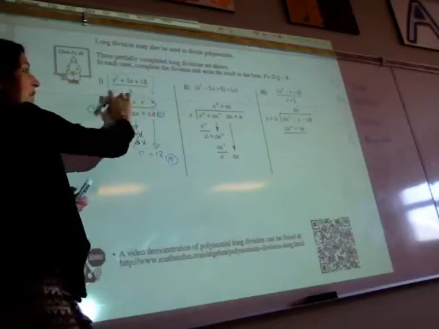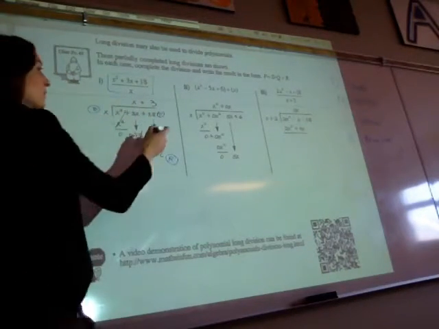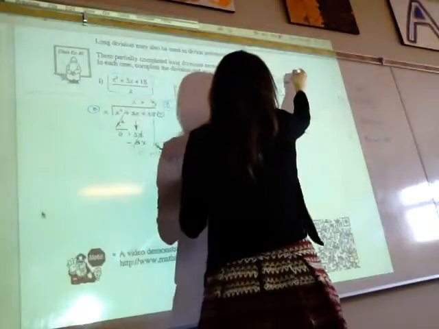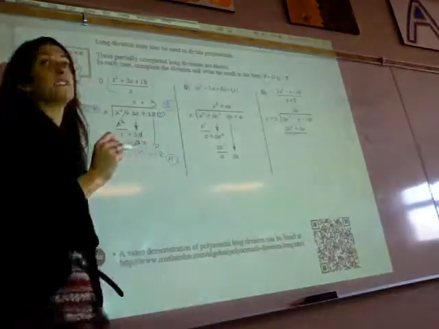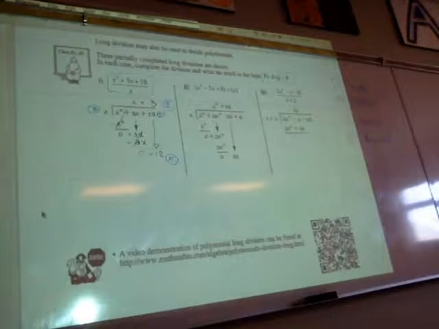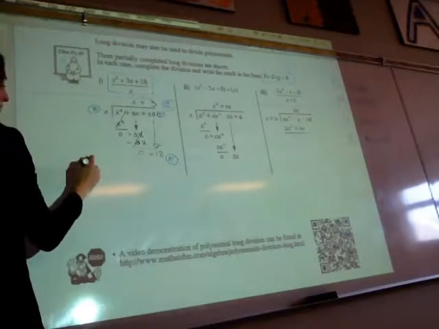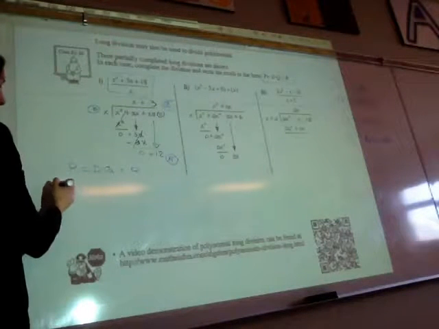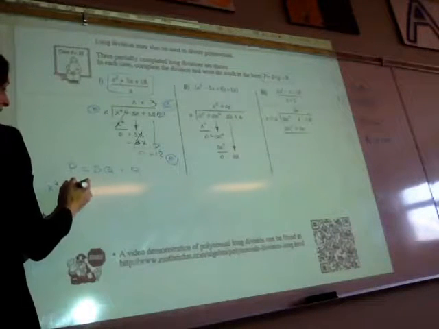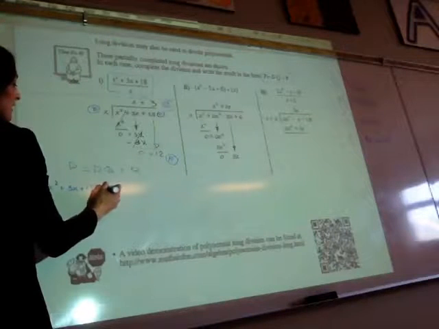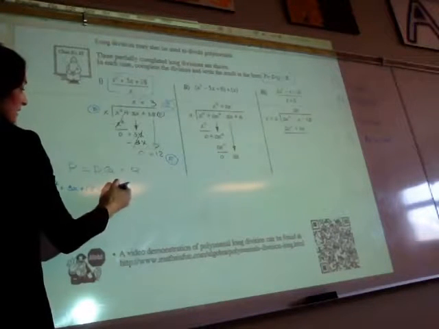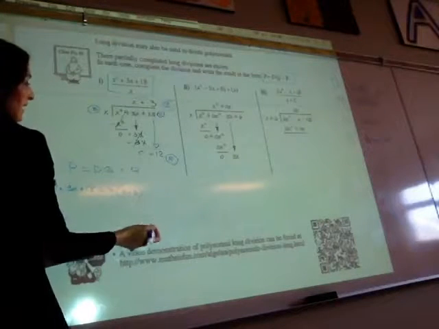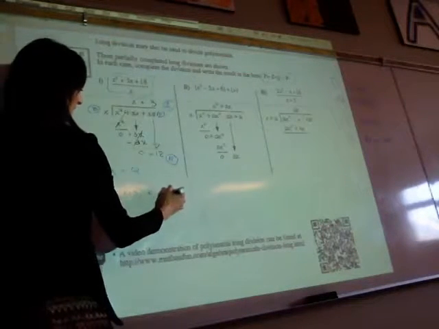Okay, what's this up top? X plus 3. Quotient. So if I'm asked to answer in the form polynomial equals divisor times quotient plus remainder, so P equals DQ plus R, I rewrite my polynomial x squared plus 3x plus 18. That will equal my divisor, x, multiplied by x plus 3, plus my remainder, 18.